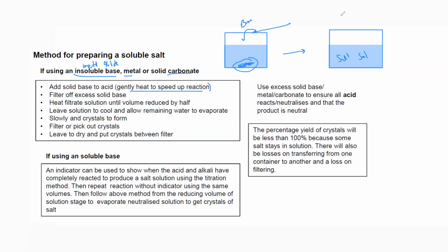These points are important. The percentage yield of the crystal will be less. For example, if theory suggests I should get 2 grams of crystal, but practically I will not get 2 grams. Why? Because when I heat, concentrate, and then filter the solution, some of the filtrate is left on the filter paper, and there are also losses on transferring from one container to another. That's why I will always get a lower yield.